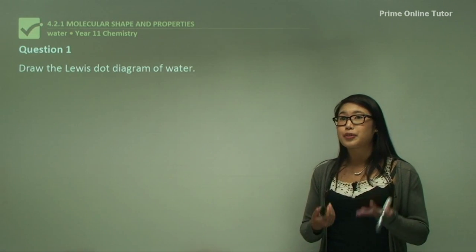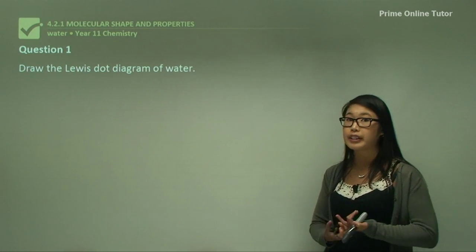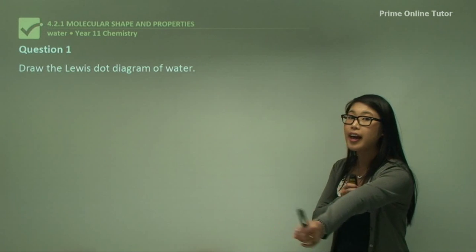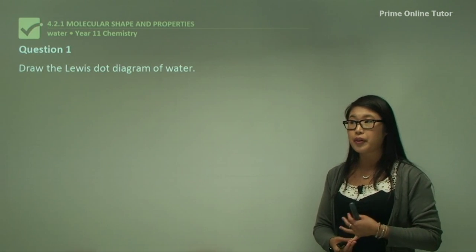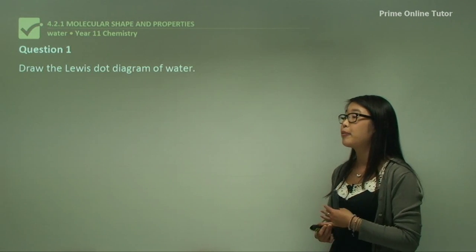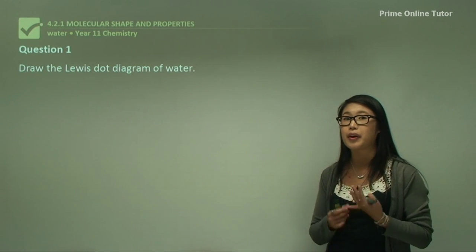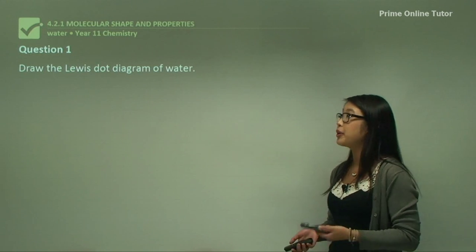So in summary, we just looked at how to draw a Lewis dot diagram. So quickly to recap before we do the question, we have to figure out how many atoms are involved, how they relate to each other in space, how many electrons are involved, and then how do we distribute them minus all the bonding. So with that, we can do the question.